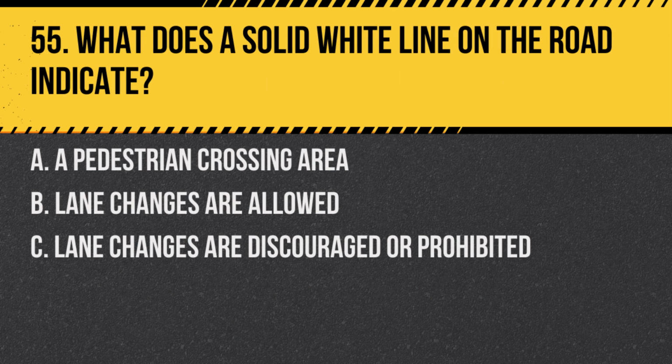Question 55. What does a solid white line on the road indicate? A. A pedestrian crossing area. B. Lane changes are allowed. C. Lane changes are discouraged or prohibited.